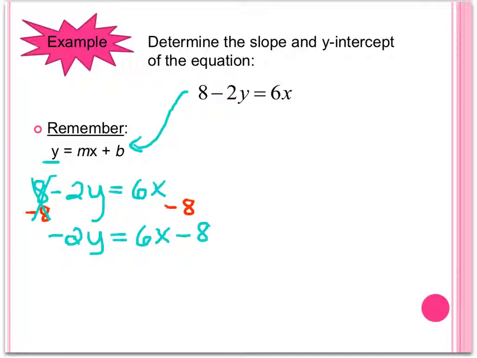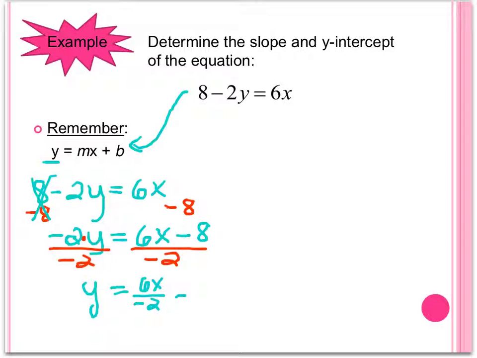The next step to solve for y, we see that the operation in between the negative 2 and the y is multiplication. And to undo multiplication, we must divide by a negative 2. So divide the left and the right by a negative 2. When simplifying, we have y equals 6x divided by negative 2 minus 8 divided by negative 2. And that equals negative 3x plus 4.